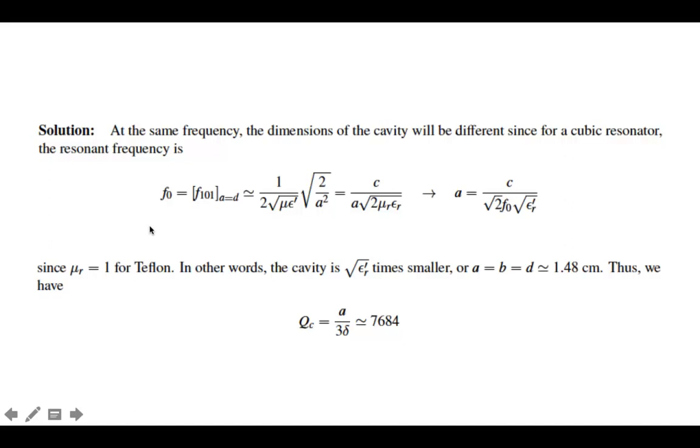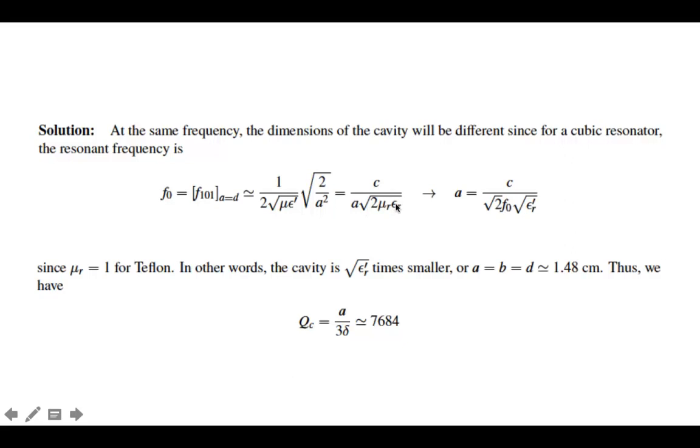Basically, once again, since the dimensions of the cavity are different. Now, why are the dimensions of the cavity different? Because we're using the same frequency. And so for the cavity dimensions, instead of just the speed of light, we have the speed of light over the square root of mu r epsilon r.